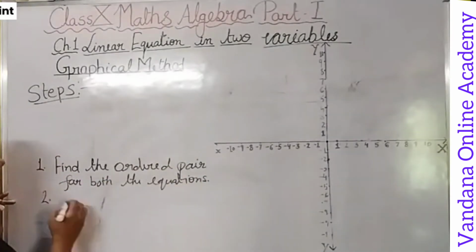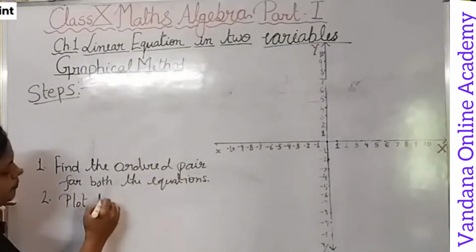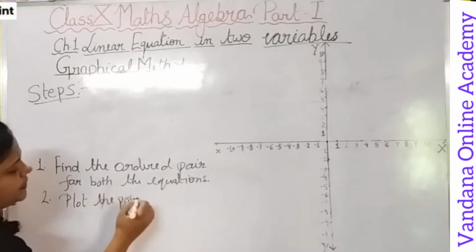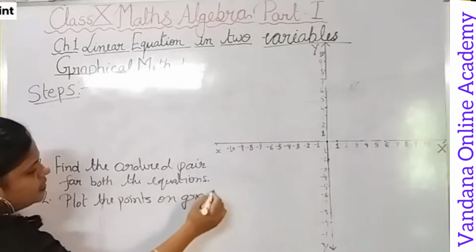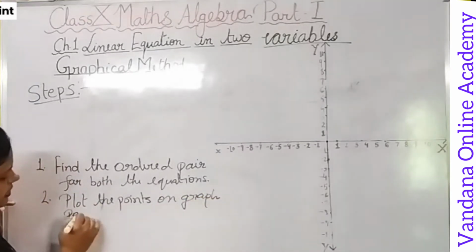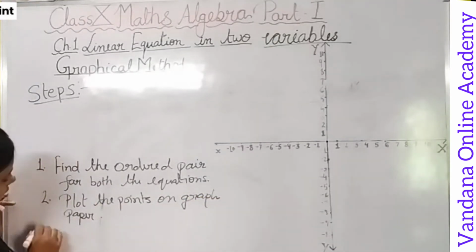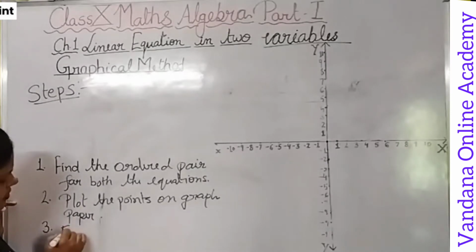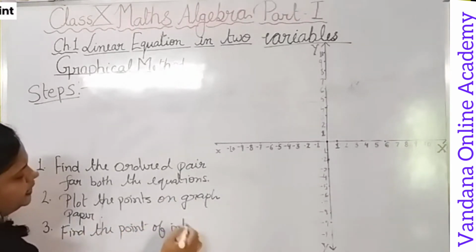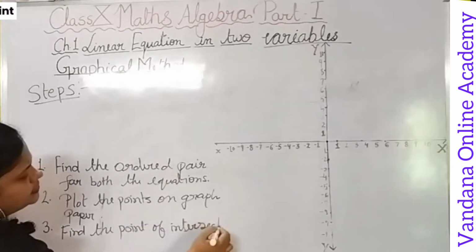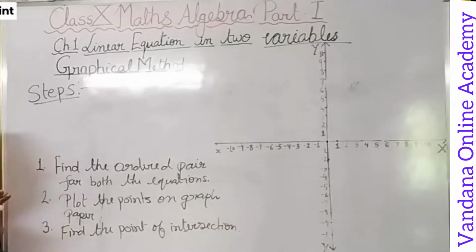Second point is plot the points on graph paper. Okay. Now next point is find the point of intersection. That I will discuss when I will draw.